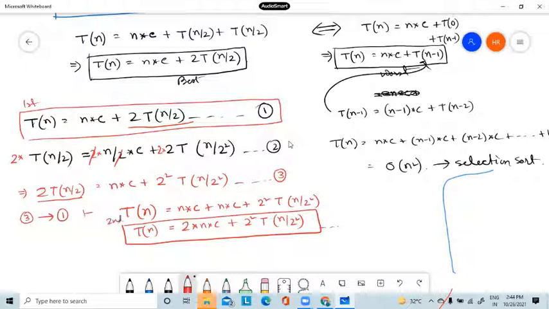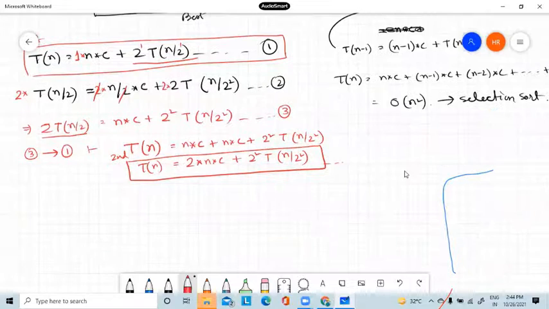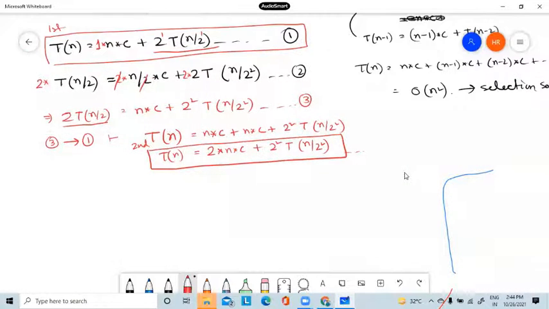This is after the second partitioning. So after first partitioning, it is like this. After second partitioning, it is 2nc + 2²t(n/2²). Now I have to check for the third partitioning. So I have to calculate the t(n/2²) value from equation 1. From equation 1, if I want to calculate t(n/2²), it will be like this: n/2² · c + 2t(n/2³).